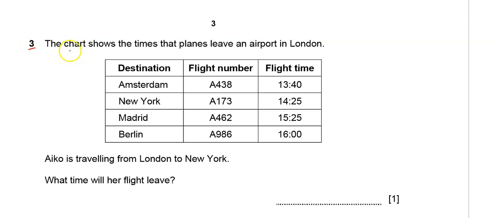Question number 3. The chart shows the times that planes leave an airport in London. Of course, destination, flight number, flight time. Destinations are Amsterdam, New York, Madrid, and Berlin. Aiko is traveling from London to New York. What time will her flight leave? So it's from London and she wants to go to New York. So her flight leaves at 14:25.